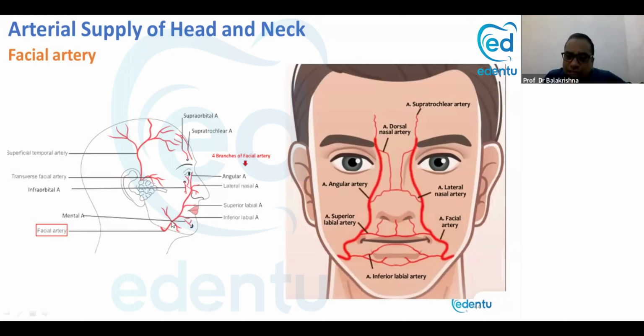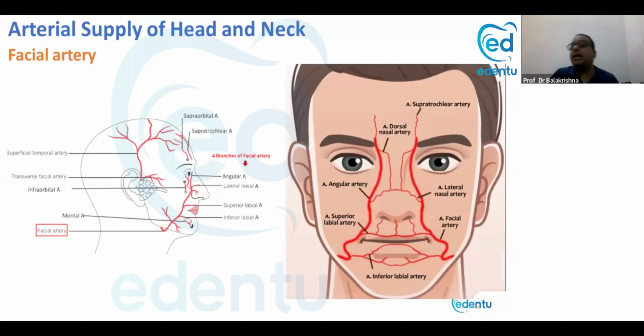Then it goes towards the angle of the mouth. Then it takes a turn 1.5 centimeter from the angle of the mouth. It will be here. Then it goes up on the lateral aspect of the nose and goes up and fuses at the eye. From the eye, internal carotid artery branches will come, and here the external facial artery branches, they will anastomose in the eye. Like two different rivers meeting at a point. So that is your facial artery in brief.